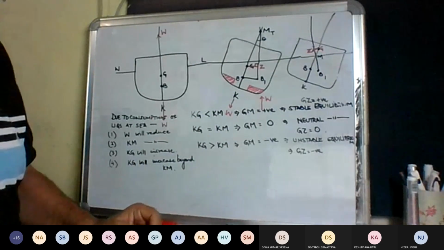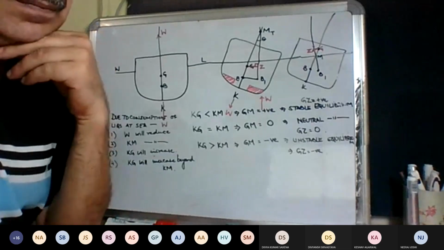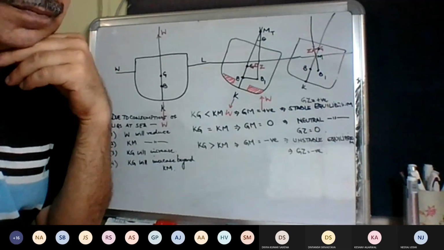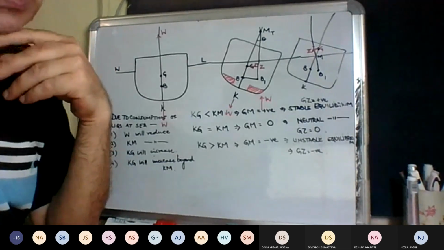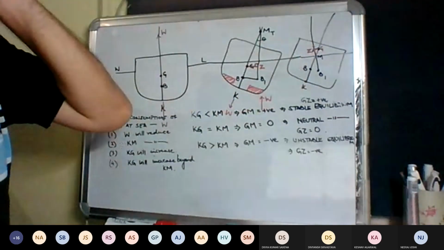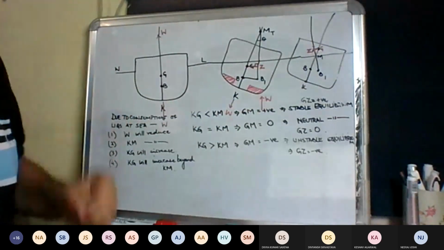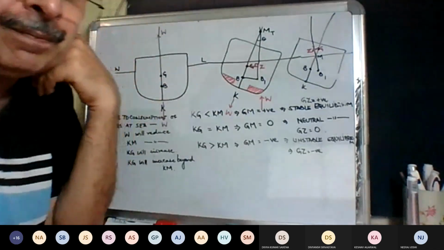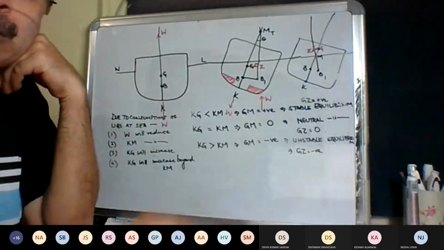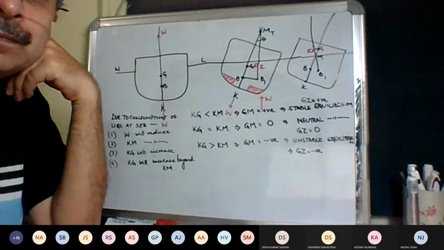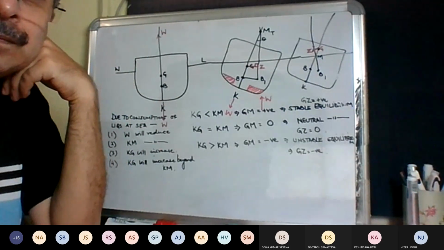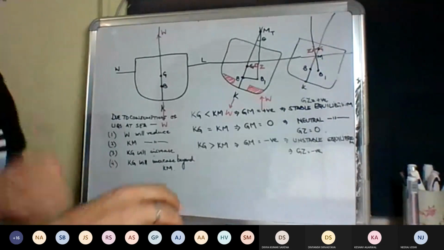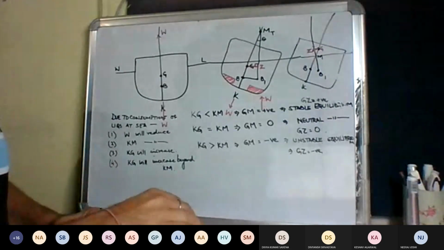The M will start to rise. G will remain the same. M will start to rise. And at some point in time, the G and the M will coincide.